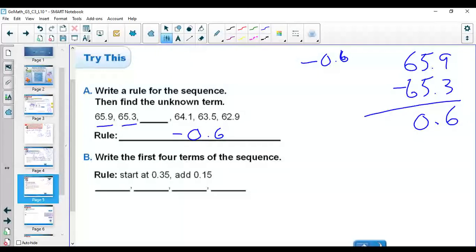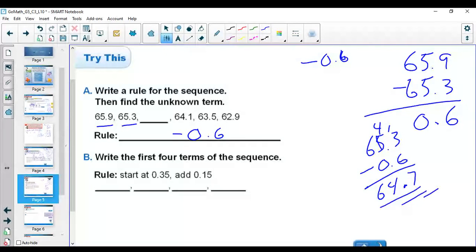So I am going to take 65 and 3/10, and I am going to subtract 6/10. Again, that's my rule, right? I have to do a little regrouping here. 13 minus 6 is 7. Don't forget your decimal in your answer. 64 minus nothing is, in fact, 64. So my missing term is 64 and 7/10. Unfortunately, I think it's a little small for me to write it in there today. So that's that one. Hopefully you did all right.